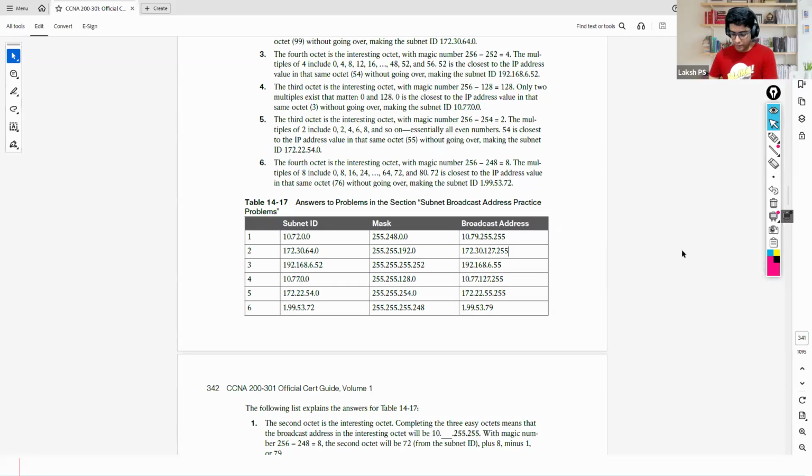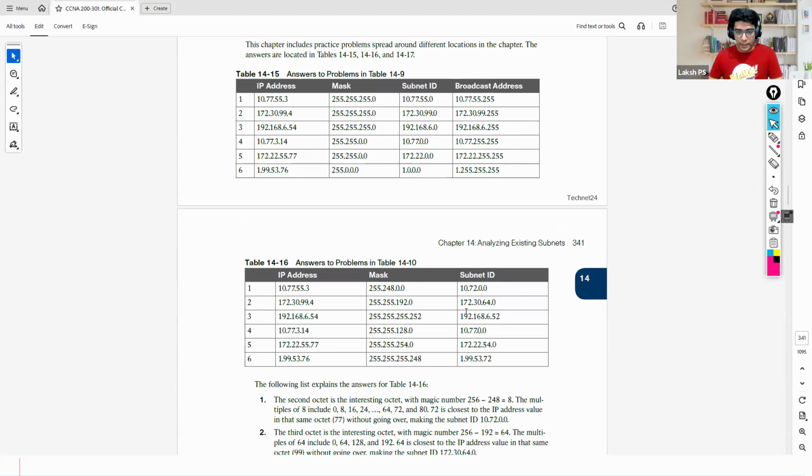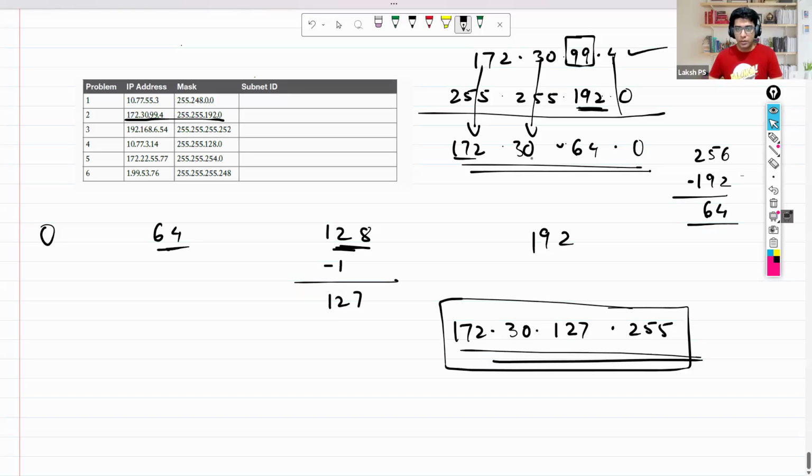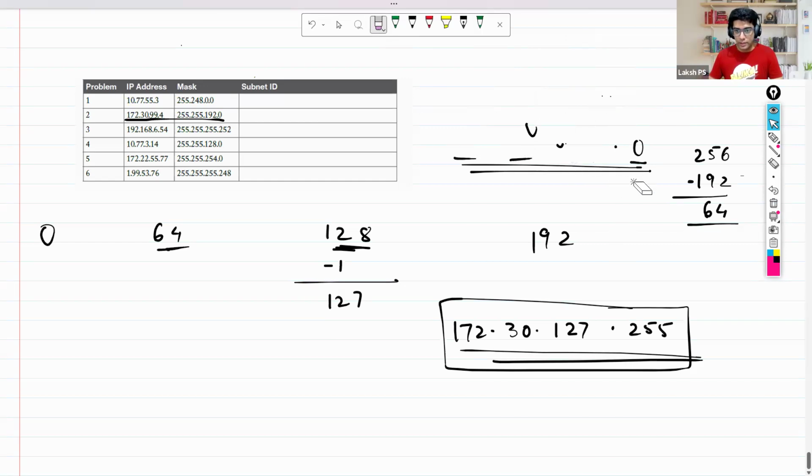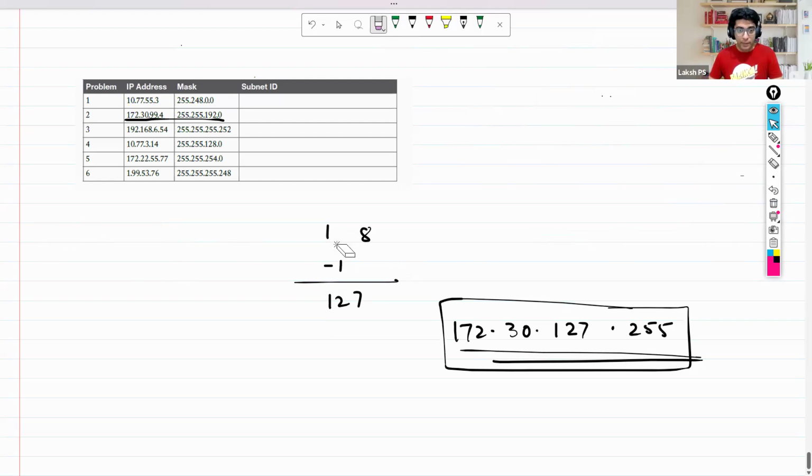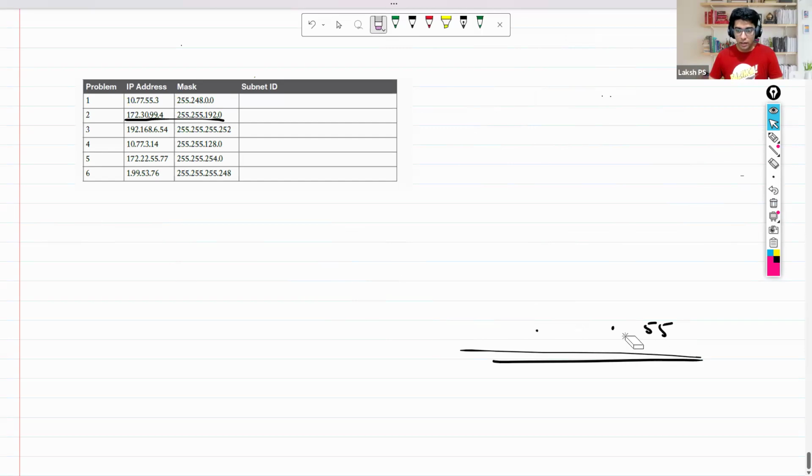And the subnet ID is 172.30.64.0, which is what we have calculated. Got it? So this is how you calculate the subnet ID and the broadcast ID for a difficult mask. Let's try to calculate for one more, and then we will conclude the whole discussion by finding out the network bits, the subnet bits, the host bits, and by calculating the address masks, the subnet ID and the broadcast ID for one of the IP addresses.